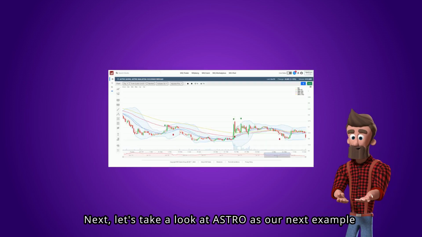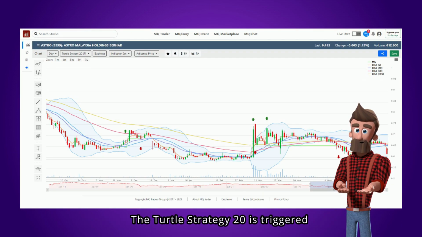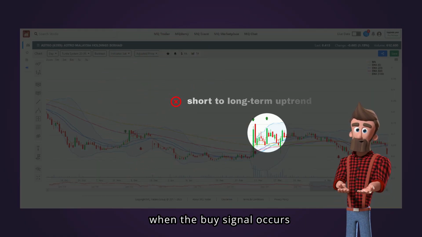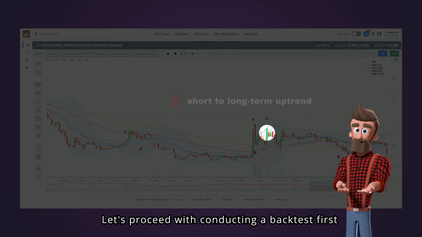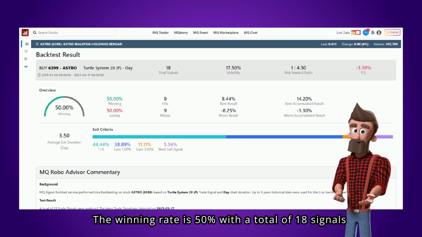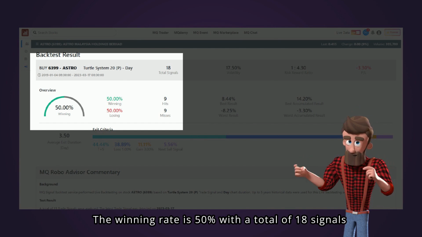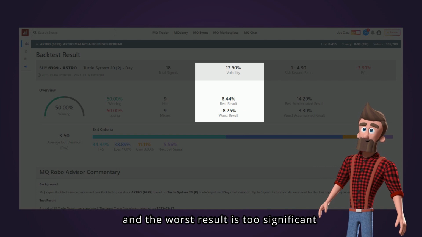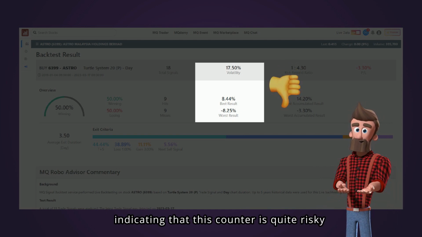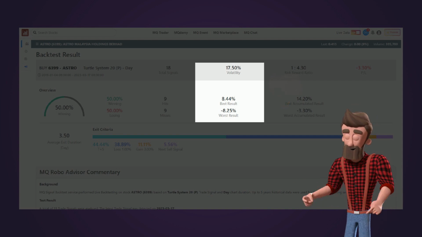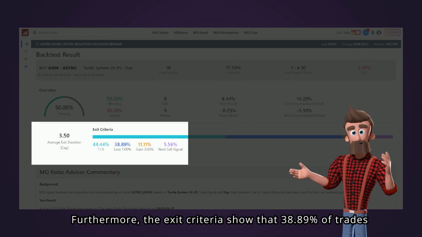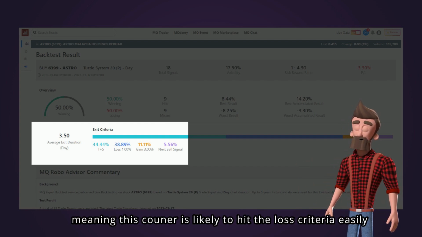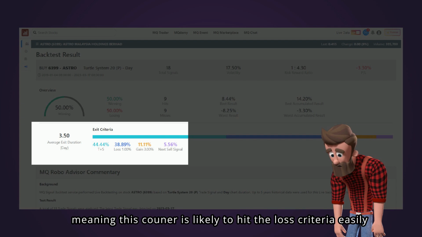Next, let's take a look at Astro as our next example. The Turtle Strategy 20 is triggered, but it does not have a short to long-term uptrend when the buy signal occurs. Let's proceed with conducting a backtest first. The winning rate is 50% with a total of 18 signals, which is acceptable. However, the difference between the best result and the worst result is too significant, indicating that this counter is quite risky. Furthermore, the exit criteria show that 38.89% of trades will exit due to losses of 1.00%, meaning this counter is likely to hit the loss criteria easily.